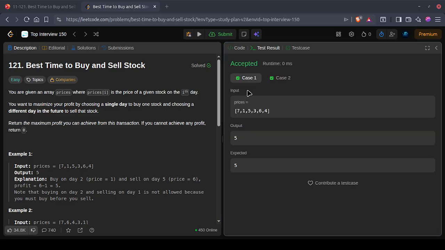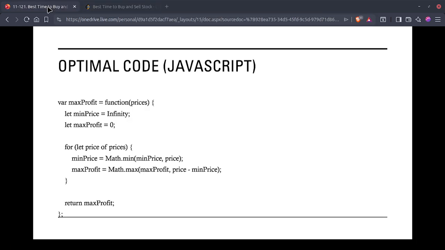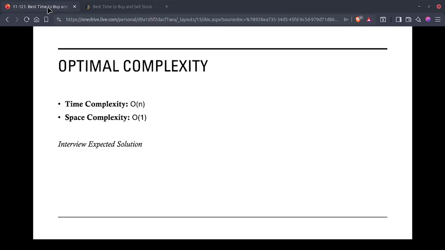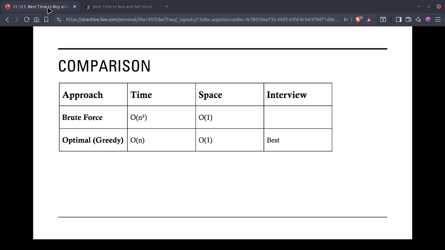Yes, it accepts both test cases, and that's it. This is a simple, clean, fast solution. Why? Because the time complexity here is O(n), and space complexity is also O(1). So this is the interview-accepted solution. If I compare both solutions, the brute force helps us understand the problem, but the optimal greedy solution is what interviewers want. Always remember, track minimum first, calculate profit later.